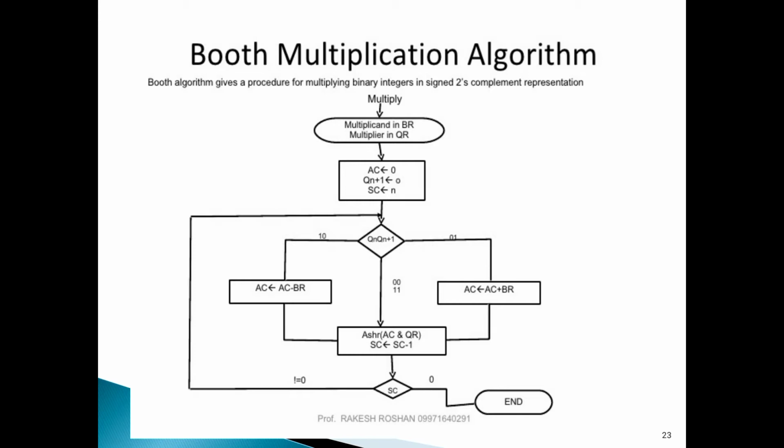Okay, all of you, right? So there are totally three conditions: Qn comma Qn plus 1. If Qn comma Qn plus 1 is 0 0, then what will you do? Arithmetic shift right operation for AC and QR register, then decrement the sequence counter and check the sequence counter.